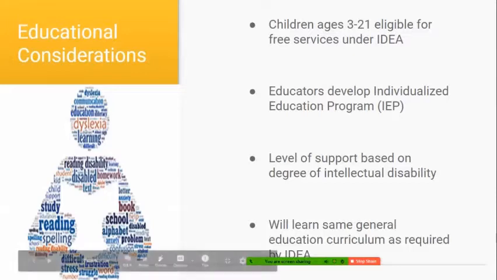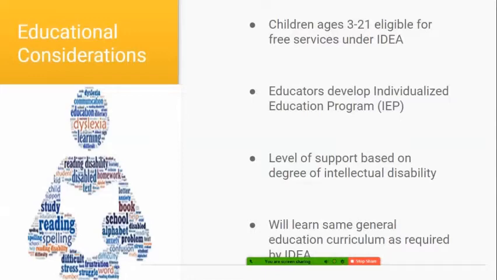And then once they get into the classroom, they will be able to learn the same general education lessons as their general education classmates by law.